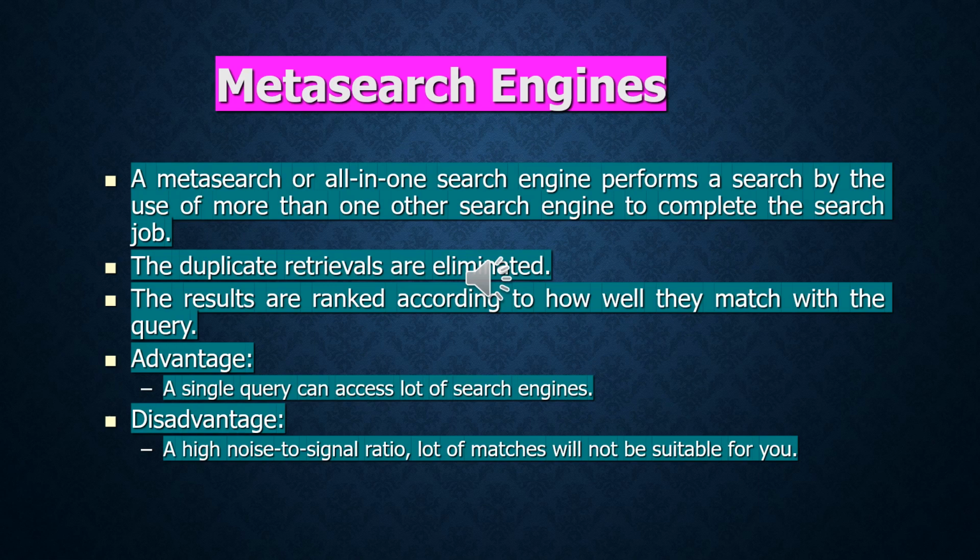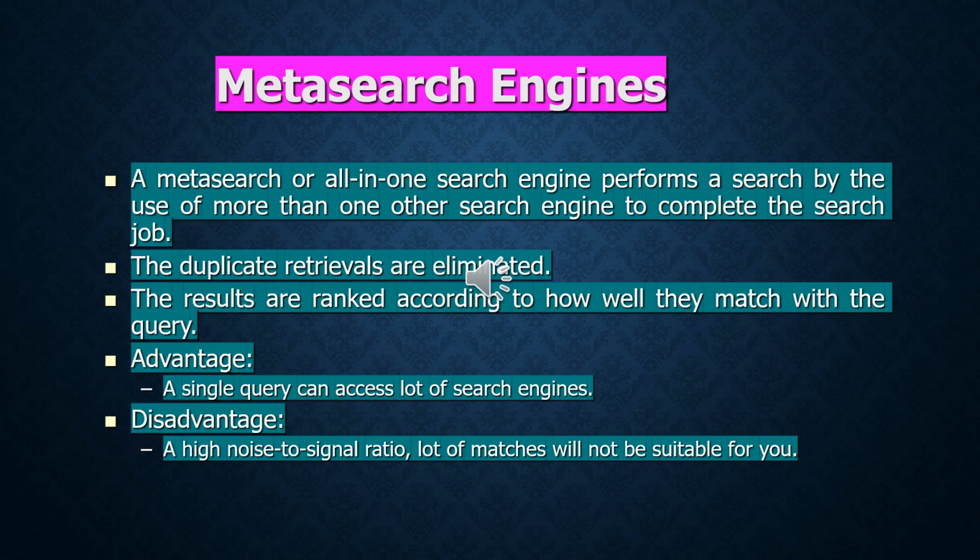Next is meta search engines. A meta search or all-in-one search engine performs a search by use of more than one other search engine to complete the search job. If there are duplicates, they are eliminated. The results are ranked according to how well they match the query. They have the advantage that a single query can access a lot of search engines, while the disadvantage is a high noise to signal ratio, lots of matches will not be suitable for you.